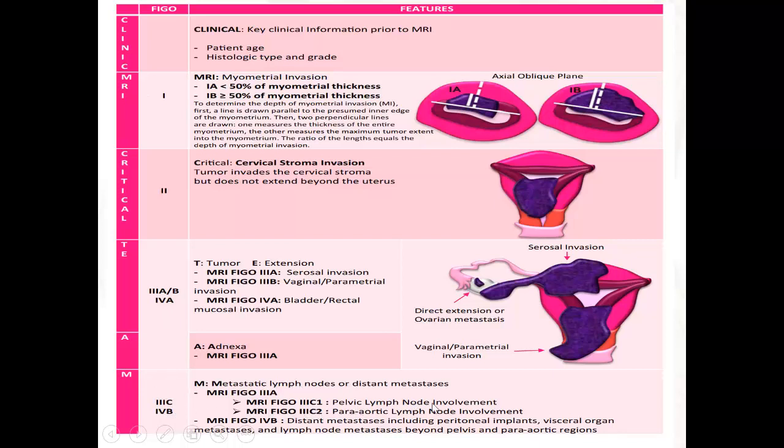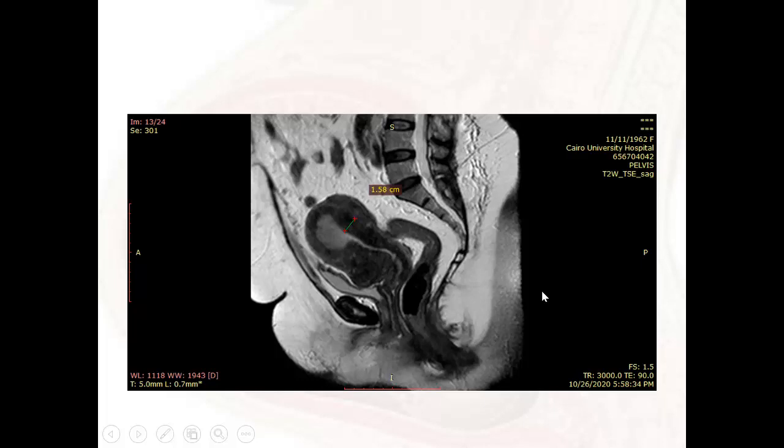3C1, pelvic lymph node involvement. 3C2, para-aortic lymph node involvement. Then MRI FIGO stage 4, if there is distant metastasis, visceral organ metastasis or lymph node metastasis beyond the pelvis and the para-aortic lymph nodes. So it's very simple, and I think these drawings are very important to keep in mind the staging of the endometrial carcinoma.